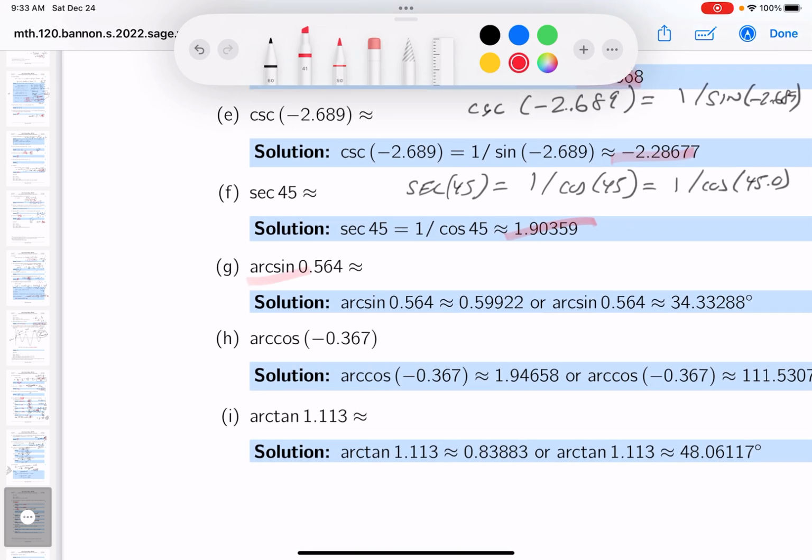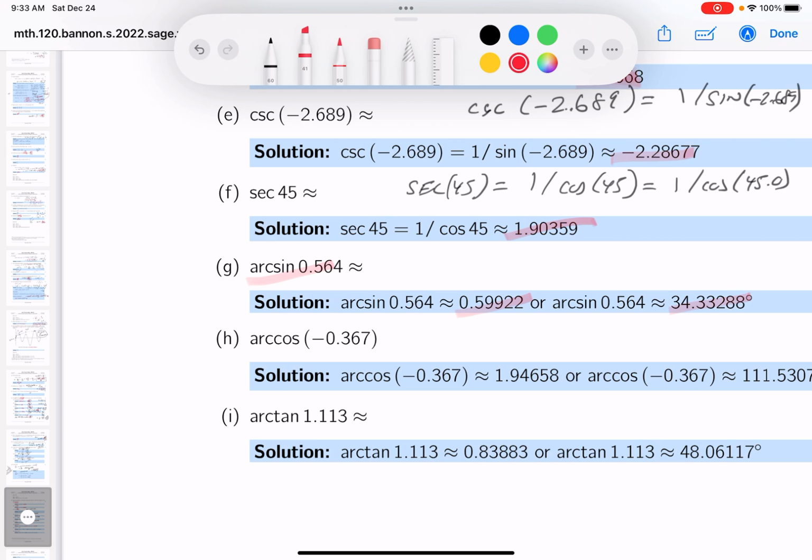Arc sine on your calculator is relatively simple. When you do that, you should be able to get a return. Now, if you're in degree mode, you're going to get a degree answer. If you're in radian mode, you would get a radian answer. Make sure you're aware of the difference. And your calculator should clearly tell you what mode you're in.